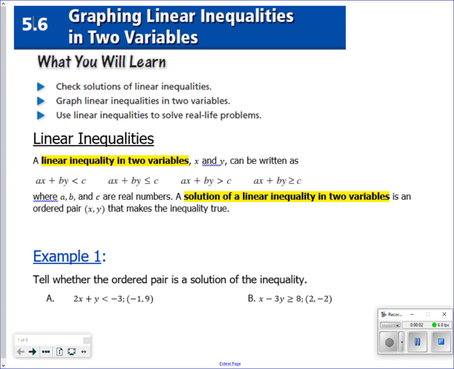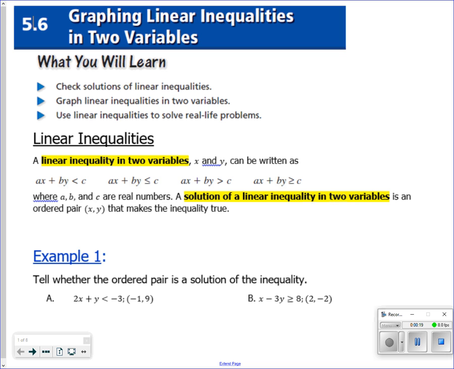All right, welcome back, Hononegah, Algebra 1, Section 5-6. So we're going to talk about graphing lines, but we're graphing two variables now that have an inequality symbol. And so there's a little bit here that we're going to need to talk about.